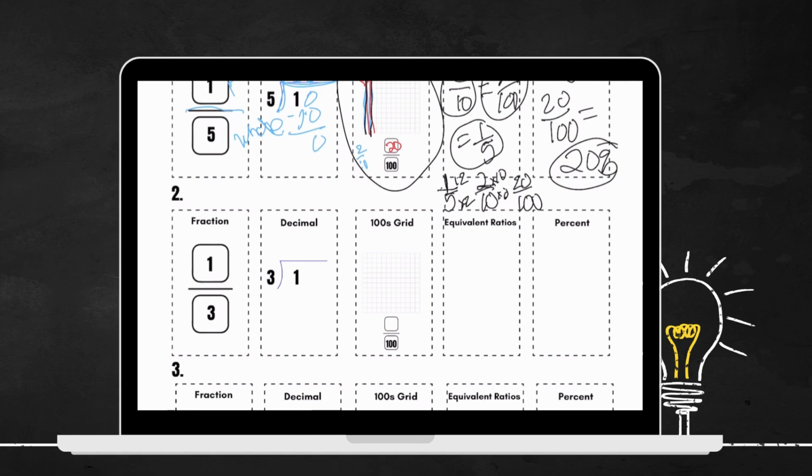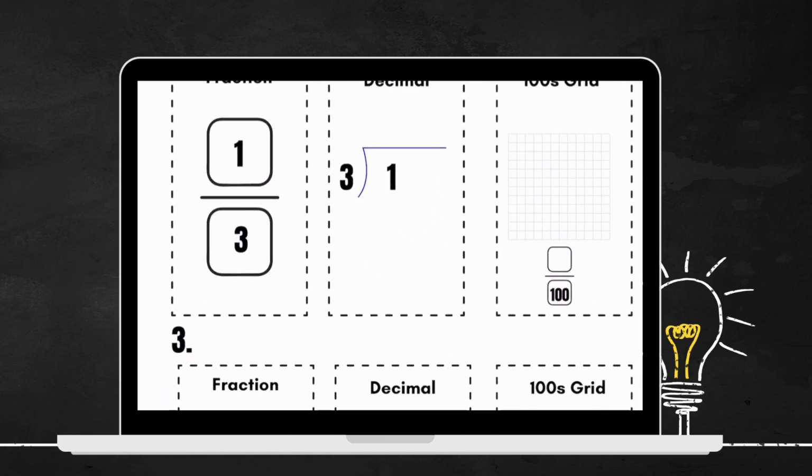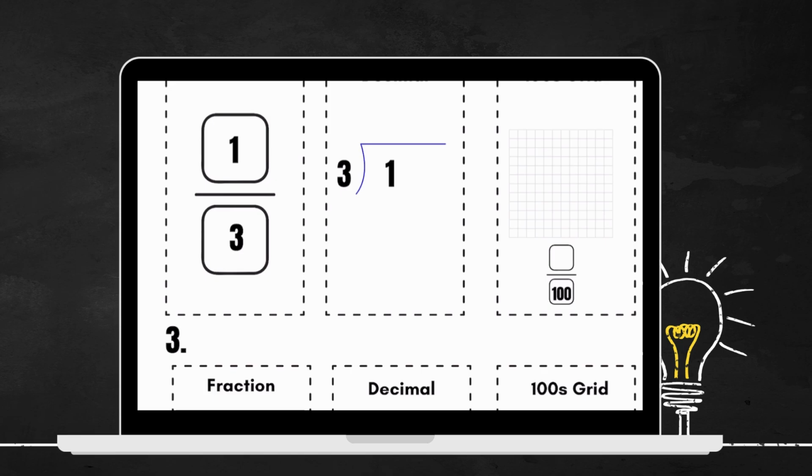All right, let's do one more problem. We're going to do 1/3. So remember, all fractions are division problems. This is 1/3, which is the same as 1 divided by 3. Okay, the way we say it is the way you write it. So 3 does not go into 1.